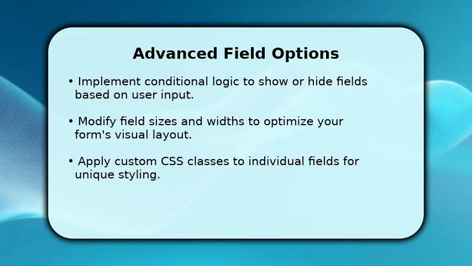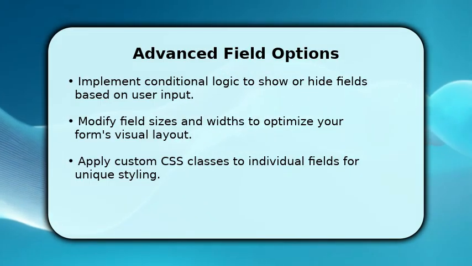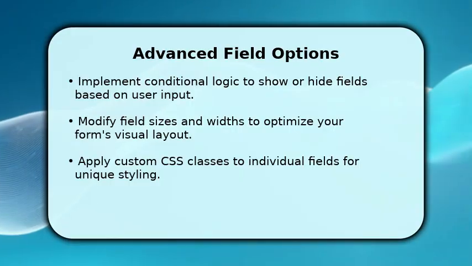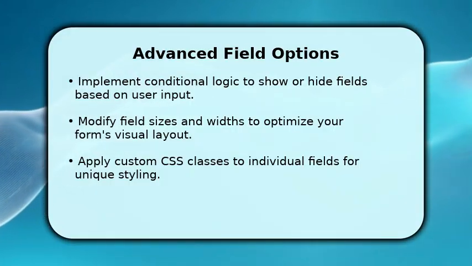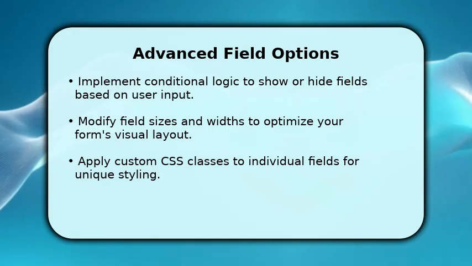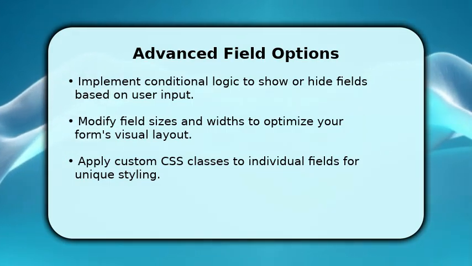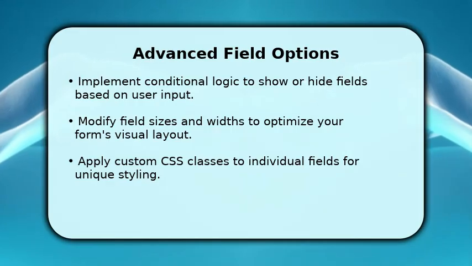Conditional logic is a powerful tool, allowing you to display or hide fields based on previous user selections, creating dynamic forms. You can also adjust field sizes, like making a text field span 50% of the form's width. For unique visual flair, apply custom CSS classes to any field, giving you precise control over its appearance.